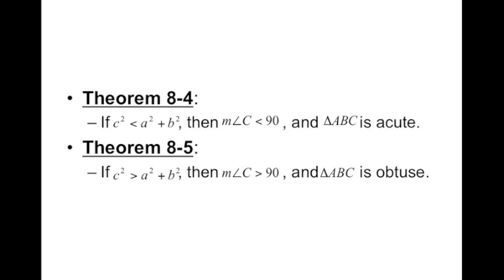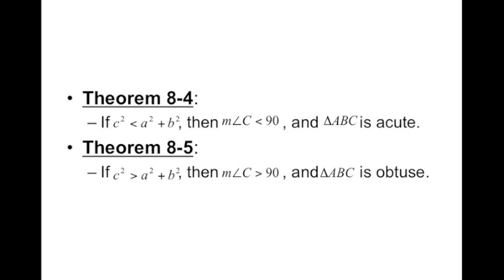Along with the converse of the Pythagorean theorem, there are two more that say, well, what if that doesn't happen? So the converse of the Pythagorean theorem said, if c squared equals a squared plus b squared, then it's a right triangle. Well, what if it doesn't equal? So these two theorems tell us what happens then.